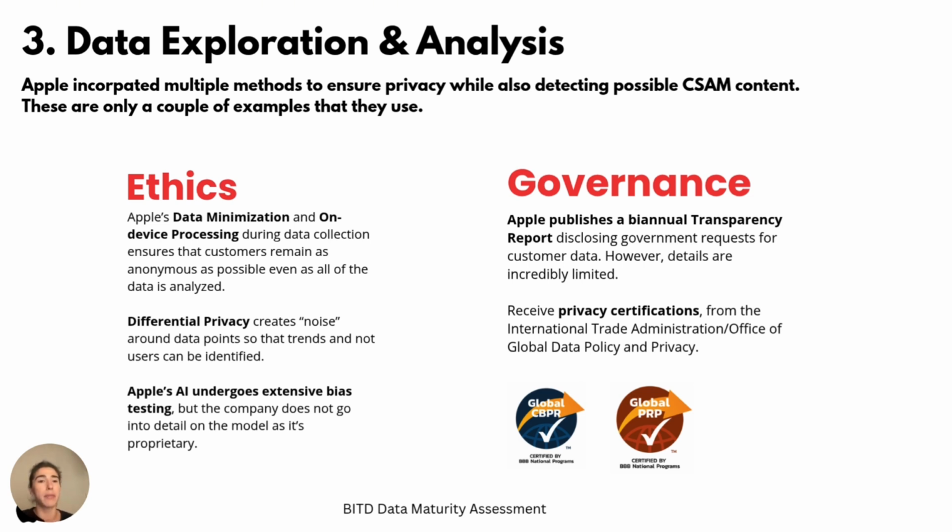So they have data minimization and on device processing. As they collect data, they're trying to collect as little information as possible about people so that users remain anonymous. Differential privacy is another way that they create noise around data points so that they can see trends and patterns, but they can't identify users. And then, of course, they do have their AI model undergoing extensive bias testing, but as it's a proprietary model, there's not much more detail on the actual tests.